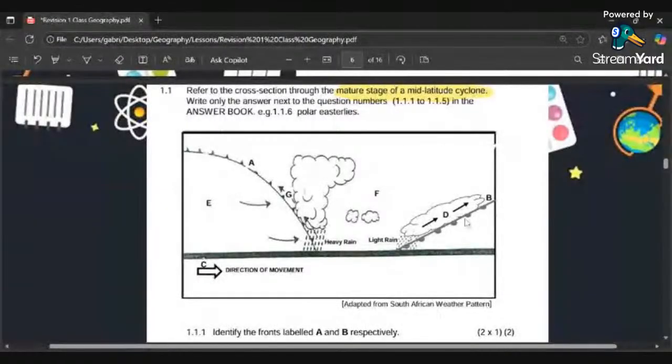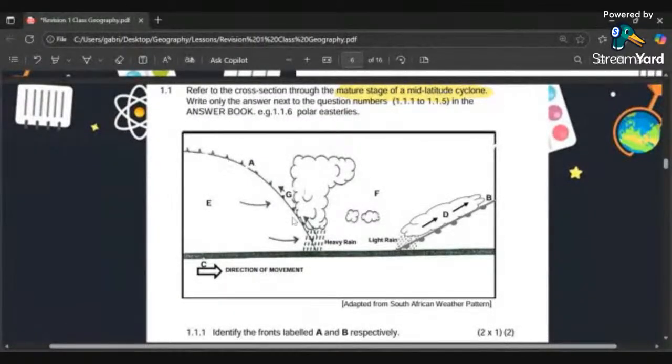So the first one is D, your nimbostratus clouds, and then at G, closer to the cold front, you would see your cumulonimbus clouds. Remember, these cumulonimbus clouds are responsible for heavy rain. Remember also, in tropical cyclones, the clouds that are associated with them are these types of clouds.